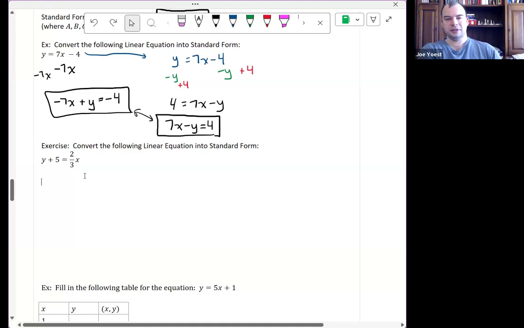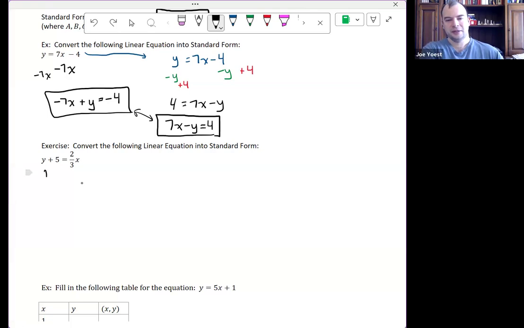Okay, again, what about this exercise? Convert this linear equation into standard form. Well, here my left side has a variable term and a constant term. My right side, just the variable term. Maybe I'll just subtract y from both sides.